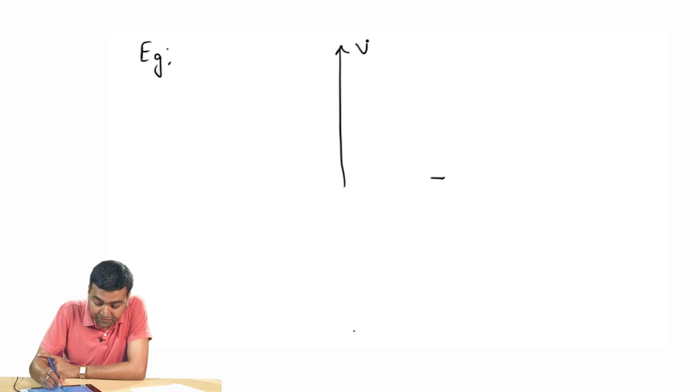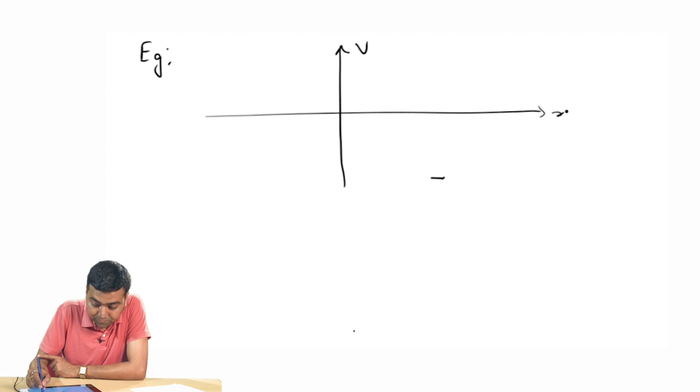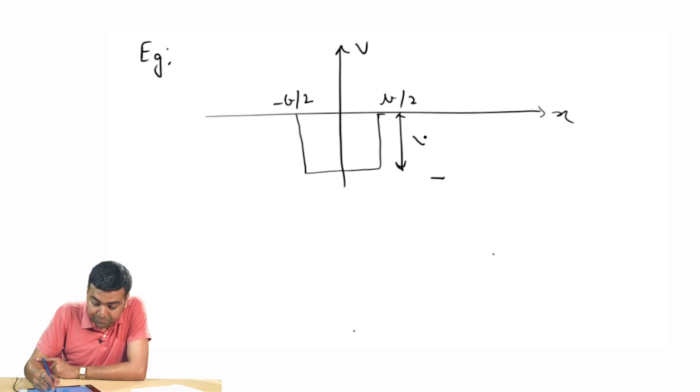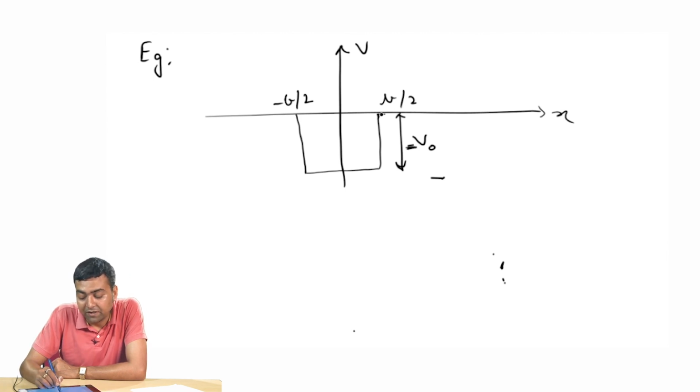Suppose this y axis is my potential and this is my x axis. So, we have a potential of this form. This is from minus b by 2 to plus b by 2. From minus b by 2 to plus b by 2, the potential has the form minus V 0. It is an attractive potential and it is 0 at other values of x.